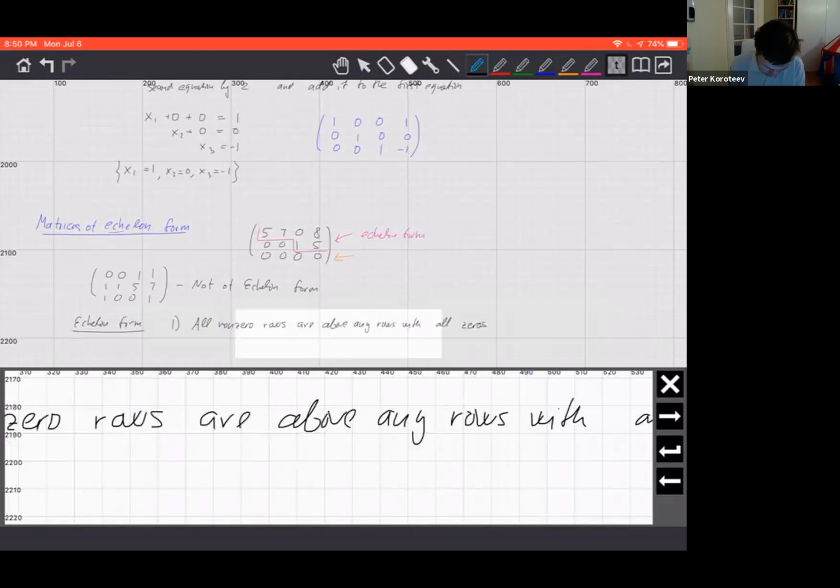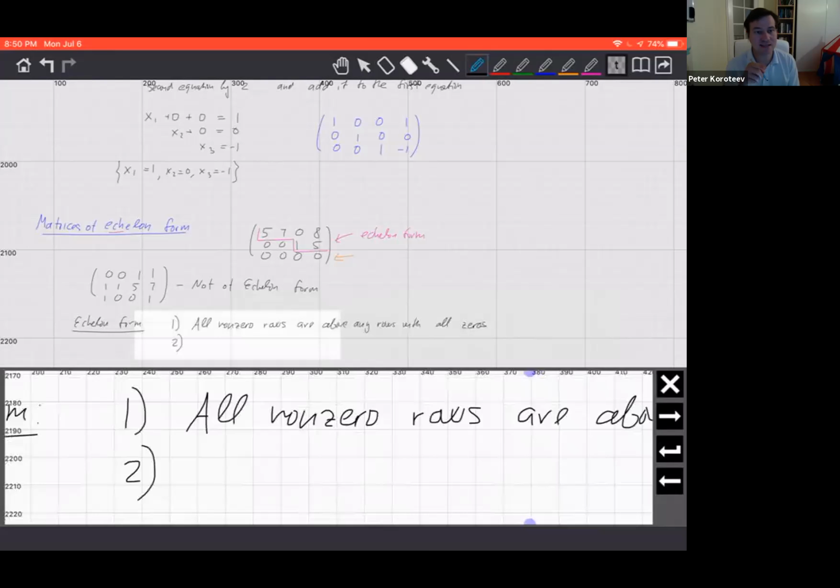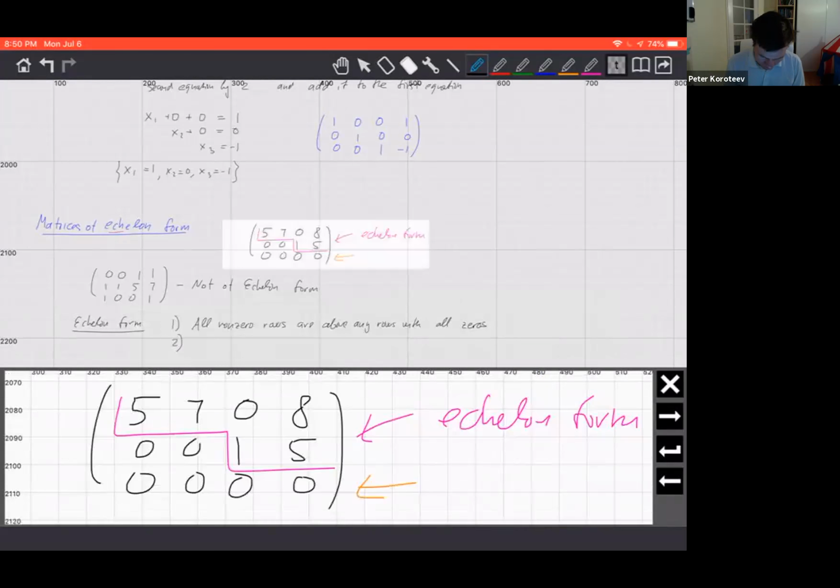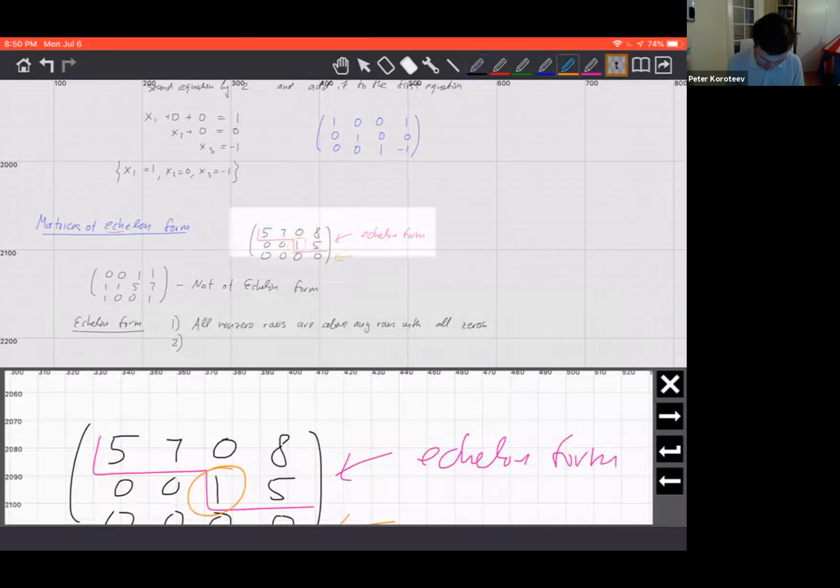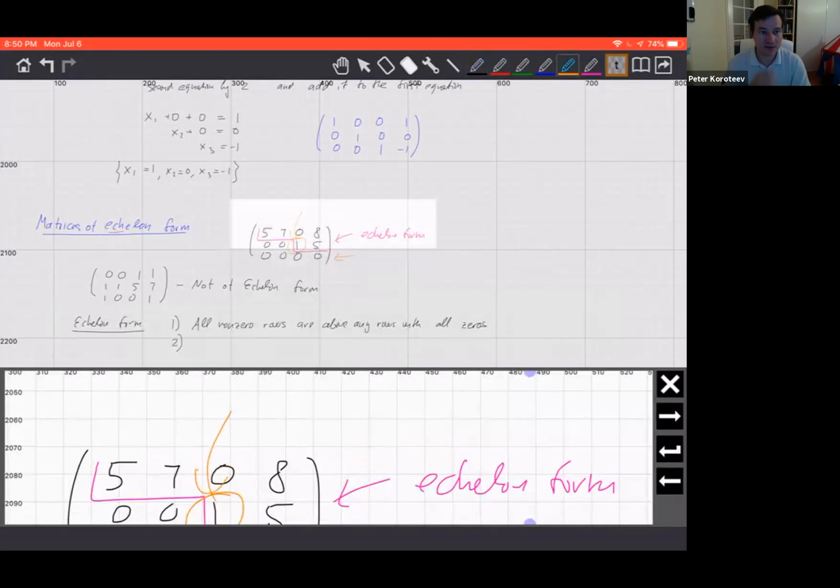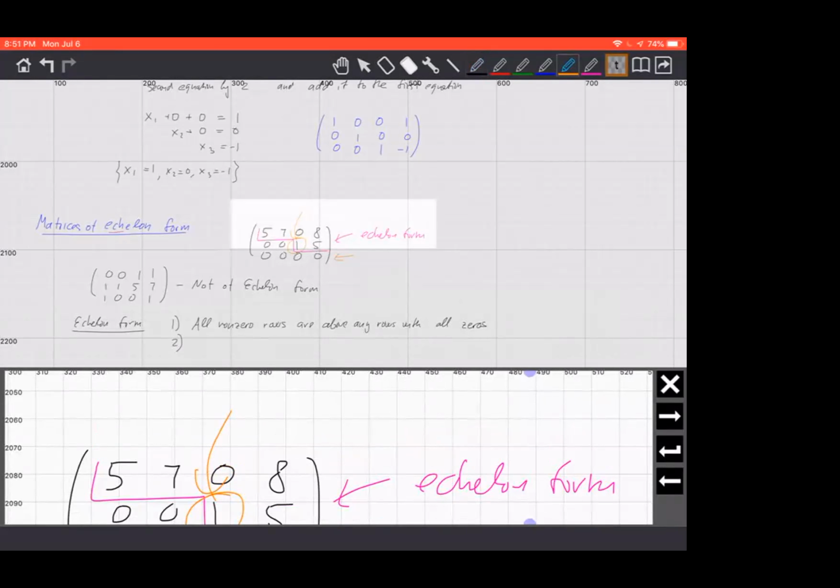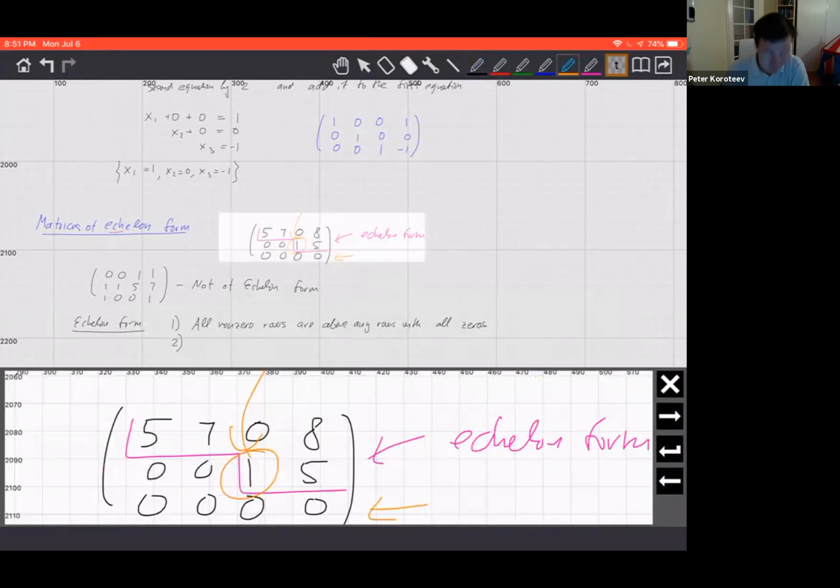Okay, rule number 2 is that each leading entry in a row is in a column to the right of the leading entry of the row above it. It's a mouthful. Let's see what it means. Leading entry, I mean, is this one, say here. So each leading entry of a row is in a column to the right of the leading entry of the row above it.